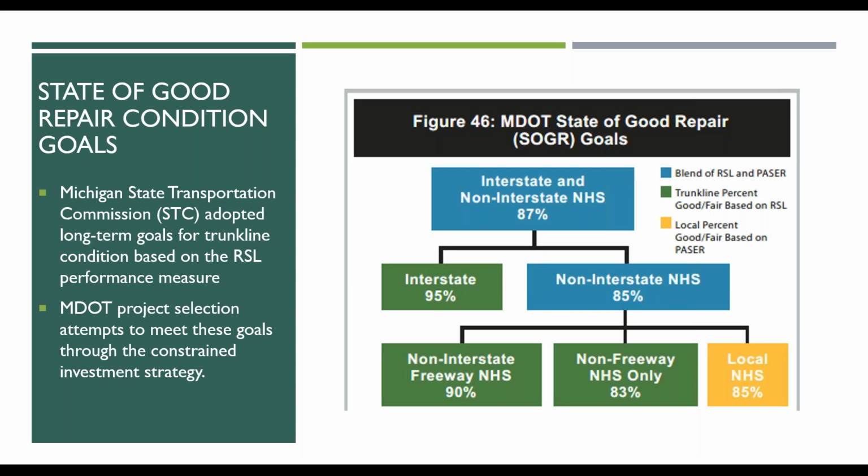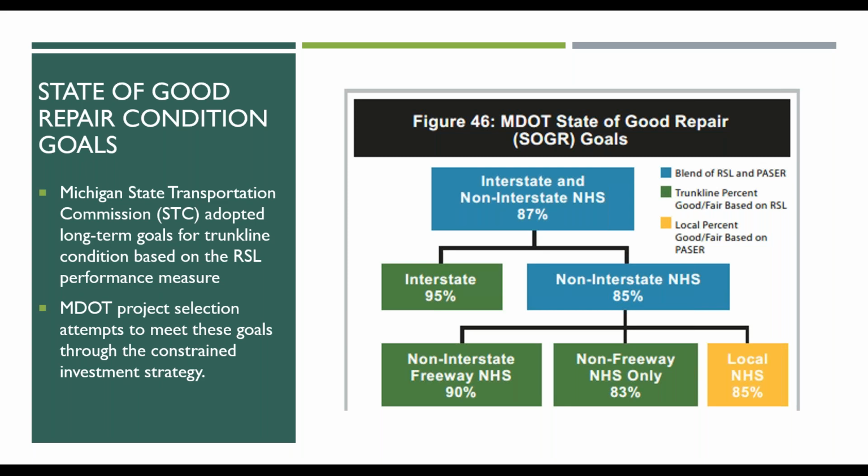And again, going back to what I said, the Michigan State Transportation Commission is our oversight body within the state of Michigan. And when developing the TAMP in this first round, we chose to keep evaluating at least the state trunk line portions using the remaining service life performance measure, which has been the performance measure that we've used to evaluate our pavements for the commission going all the way back to the mid to late 90s.